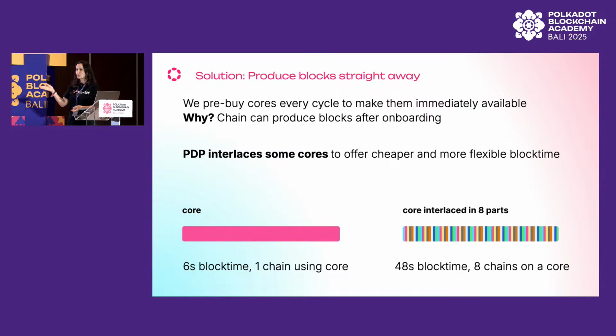So this is for people who just want to deploy and try it out. They just want to see what's going to happen if they deploy a parachain. They want to send a couple of transactions. They want to have their own token. I don't know. They just don't need 6 seconds, because not every use case needs 6 seconds.